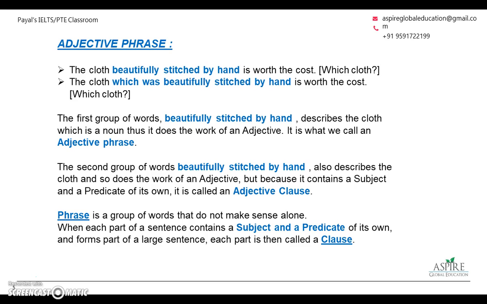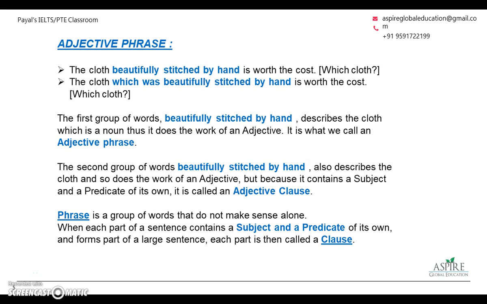Now, what's an adjective? It describes a noun. So what's an adjective phrase? A group of words which describe a noun. The cloth beautifully stitched by hand is worth the cost. Which cloth? Beautifully stitched by hand. So this group of words does the work of an adjective, but they do not have a subject or a predicate, so it's an adjective phrase.